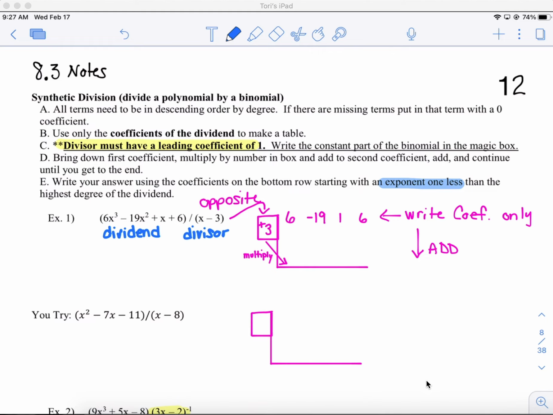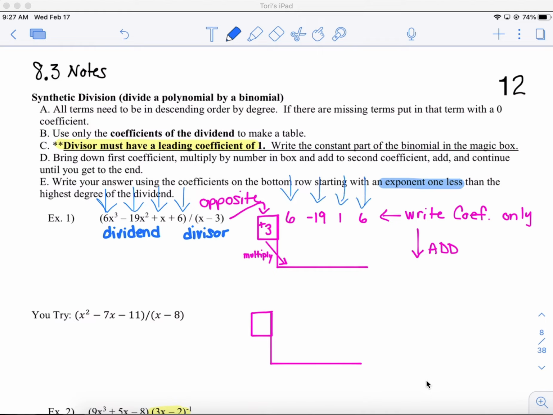Okay, all right, so here's what we're going to do. We are going to start by taking our dividend, our polynomial, and we are going to write it out coefficients only. So for instance, I have a 6, a negative 19, a 1 for my x, and then a 6 for my no x. So I write it out 6, negative 19, 1, and 6. You don't need the arrows. I'm just showing you where this all is coming from.